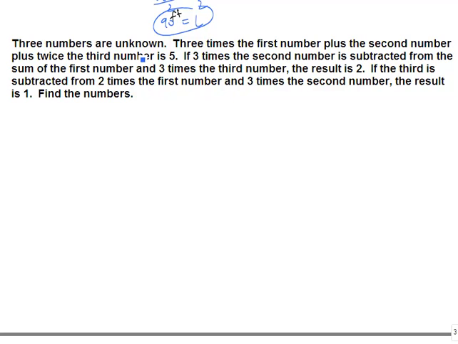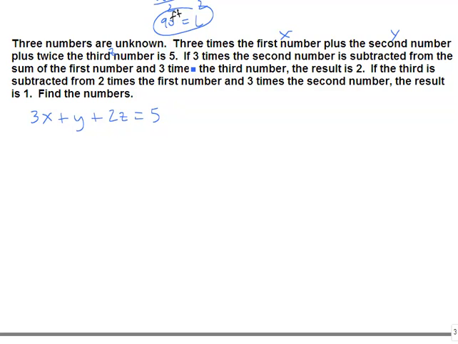3 numbers are unknown, so let's call them x, y, and z. 3 times the first number plus the second number plus twice the third number is 5. So right away, we can translate that into an equation. We're going to let x be the first number, y be the second number, and z be the third number. So we want 3 times the first, that would be 3x, plus the second number, which is y, plus twice the third number, so that would be 2z, equals 5. So there's our very first equation.